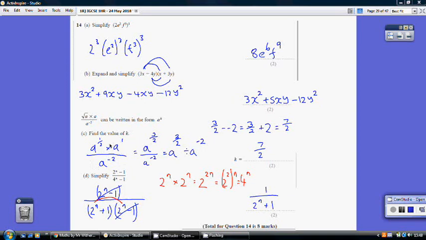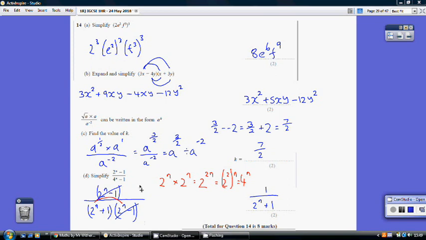Now when we're multiplying, we add the powers, so a half add 1 is 1.5, or 3 over 2. So we've got a to the 3 over 2 being divided by a to the minus 2. When we divide, we subtract the powers, so that's 1.5 take away minus 2. We're minusing a minus, which is a plus. So this is actually 1.5 add 2, which is 3.5, or 7 over 2. So k is 3.5, or 7 over 2.